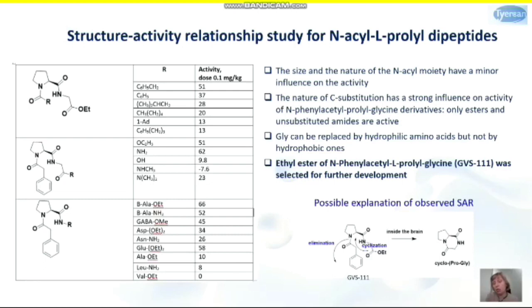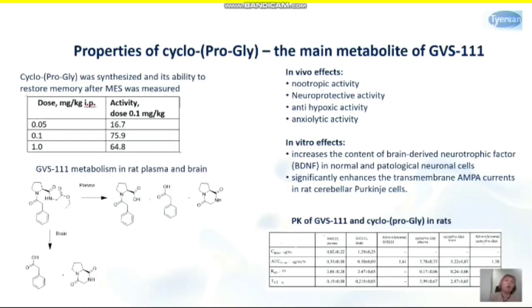Based on the structure-activity relationship, we assumed that GVS111 is a prodrug: the phenylacetyl group facilitates penetration through the blood-brain barrier, and once inside the brain, this compound converts to cycloproline glycine, which is the real drug. We confirmed our idea and observed formation of cycloproline glycine both in plasma and in brain. Later, we found in the literature that cycloproline glycine is an endogenous compound which is formed during metabolism of insulin-like growth factor 1, and the level of cycloproline glycine correlates with the cognitive ability of humans.